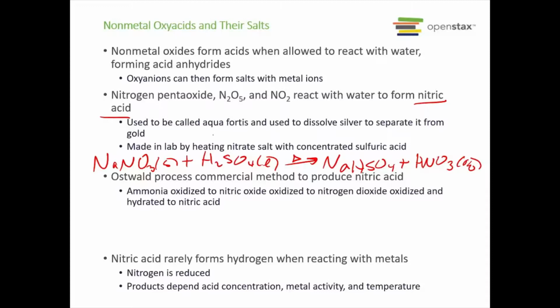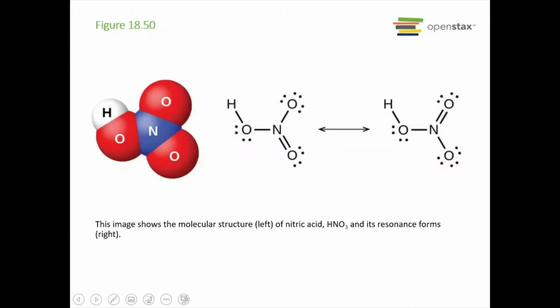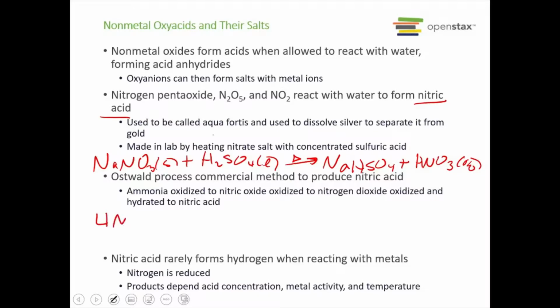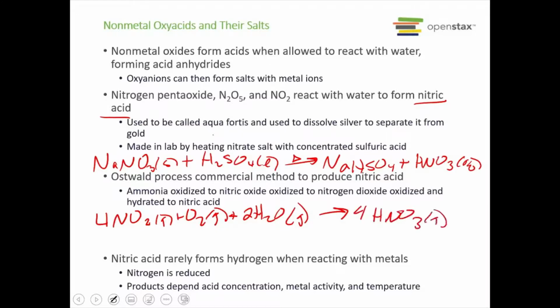So the Ostwald process, if you want to look up the 3 reactions that I was referencing, you can, but the overall reaction, when you add them all up, is you have 4NO2 gas plus oxygen gas plus water, and that gives us HNO3. But again, if you're interested in seeing all the steps, you can look it up in your book.